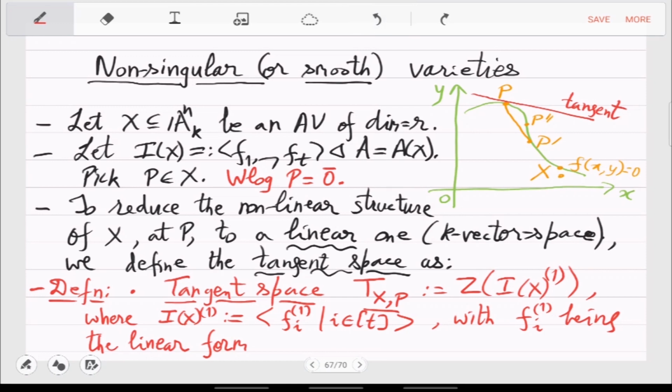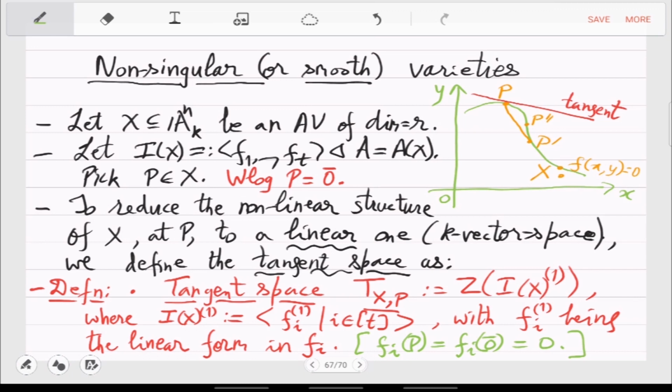Now, you should remember here that Fi 0 is 0. So, Fi at P is Fi at 0, which is equal to 0. Why is that? Well, because we are assuming that the point P is 0, I mean coordinates are all 0, and it has to satisfy each of these Fi's, which means that Fi at 0 is 0. Which in other words, Fi is constant free, right.